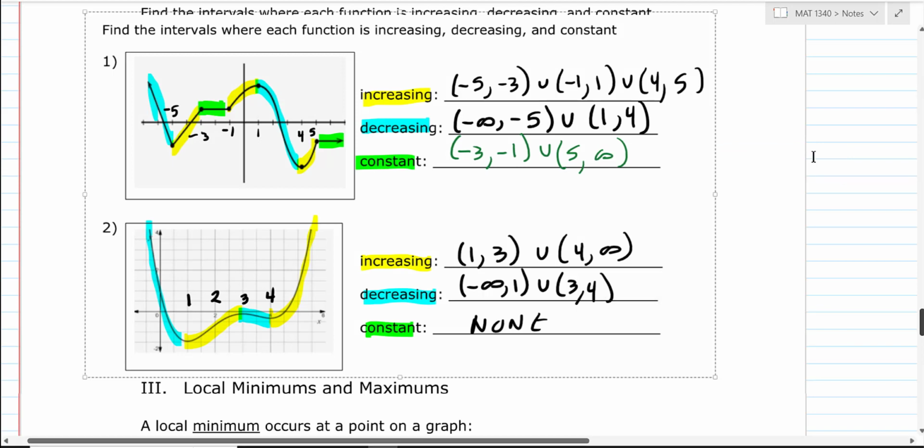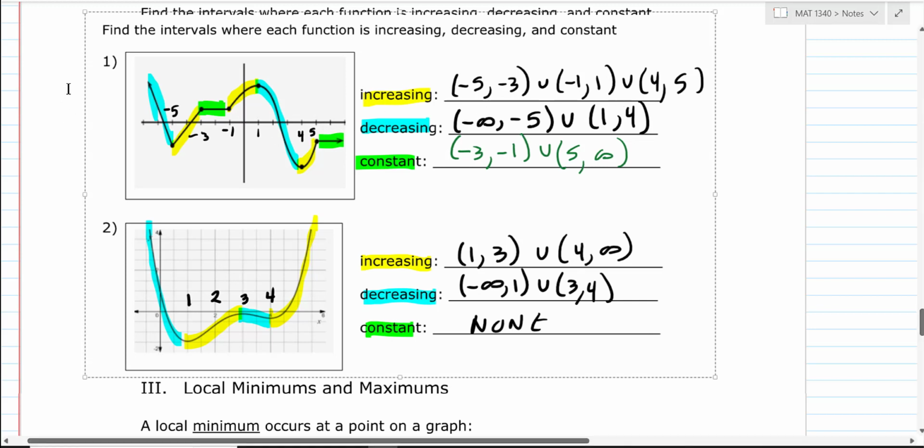Okay, and I tried to highlight them so you can see, and I saw a lot of you doing that, just highlighting it. So this first one, increasing, I did in yellow. There are 3 areas where it's increasing: -5 to -3, again looking at the x values when you're naming your intervals, and then -1 to 1, and then 4 to 5. I tried to write those x values on there because that's what you look at when you name your intervals.